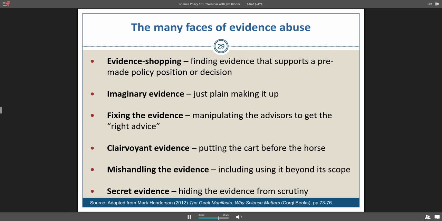Others obviously are more difficult to deal with, where, for example, the policy side may be looking for evidence that supports a decision they've already made. They may manipulate advisory committees to stack them with people that they think will give them the advice they want. But if we have a more robust relationship, then we can expose some of that and explore how to improve that situation.